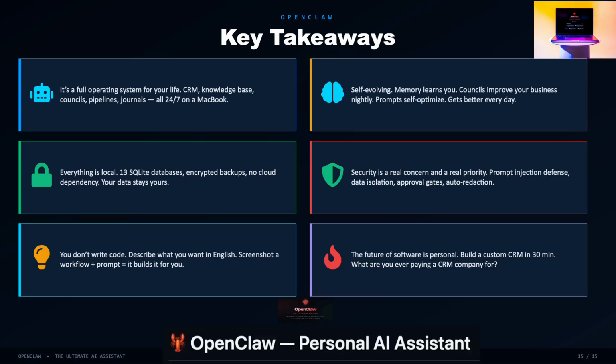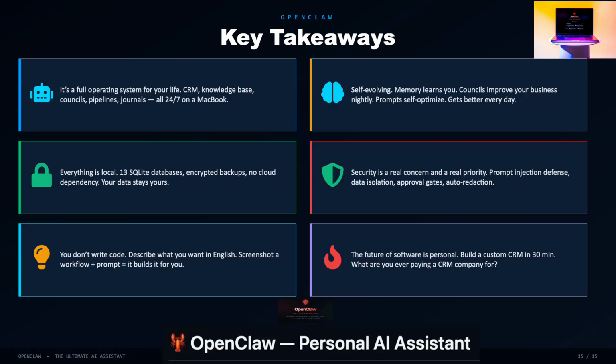6 takeaways. 1. OpenClaw is a full operating system for your life. CRM, knowledge base, councils, pipelines, journals, all running 24/7 on a MacBook. 2. It's self-evolving. The memory learns you, the councils improve your business, the prompts self-optimize. It literally gets better every day. 3. Everything is local. 13 SQLite databases, encrypted backups, no cloud dependency.